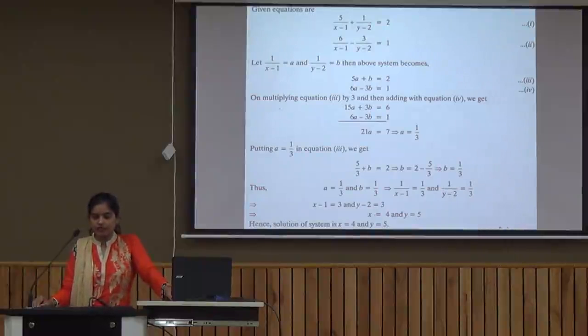That is, we can write 1 upon x minus 1 equal to 1 upon 3. By cross multiplication we will get the value of x as 4 and 1 upon y minus 2 equal to 1 upon 3. From here we can find the value of y as 5. Therefore, the solution of this system of pair of linear equation is 4 and 5.